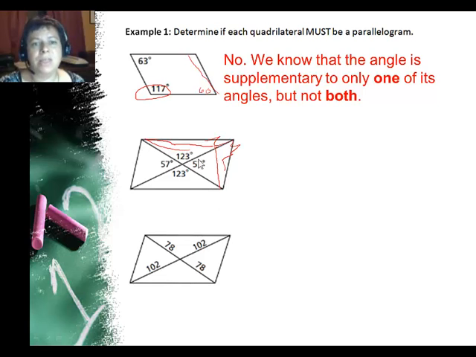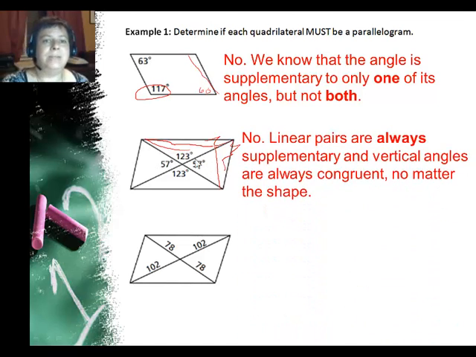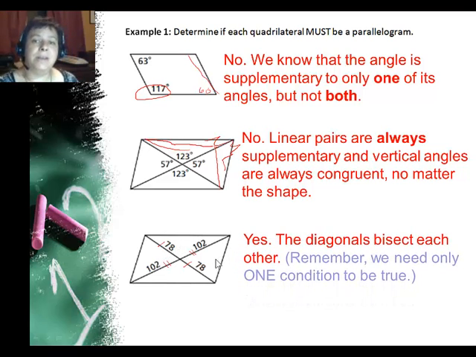No, it's not. And the reason I can do that is that when you have two diagonals crossing, these angles are always supplementary because they form a straight line, and vertical angles are always congruent, no matter the shape. So this is not very helpful in determining if that's a parallelogram. Now, last but not least, I'm looking at two diagonals. I can see that the 78 and the 78, so these two segments right here, are congruent. And then I have the 102 and 102. So I have two diagonals that bisect each other. Well, yes, I can say this is a parallelogram. All I need to say is that the diagonals bisect each other.